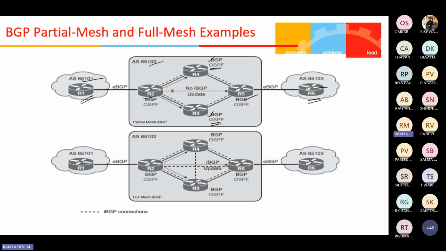What is the BGP rule? In IBGP, whatever a router learns from one IBGP neighbor will not be advertised to another IBGP neighbor, unless it is a full mesh. So here, no IBGP update will happen. If it is a full mesh, the update will be given to all the neighbors. R2 is connected to R4, R3, R5 and also to R1. So whatever updates come from R1 will be sent to R4, R3 and R5.